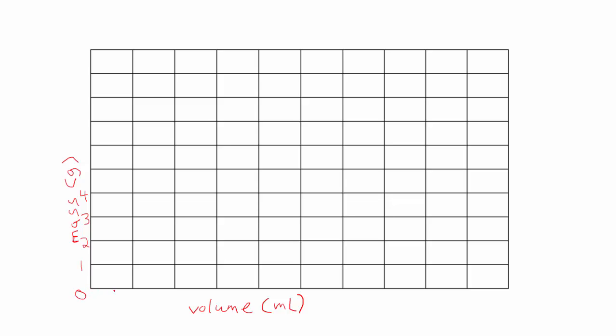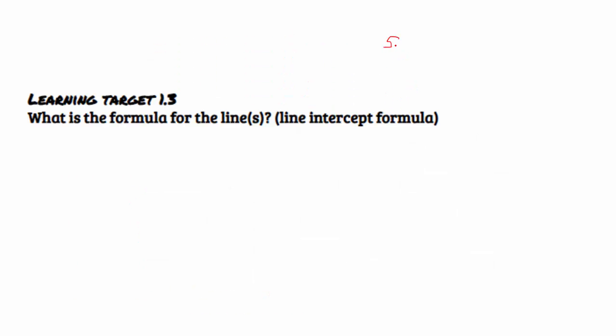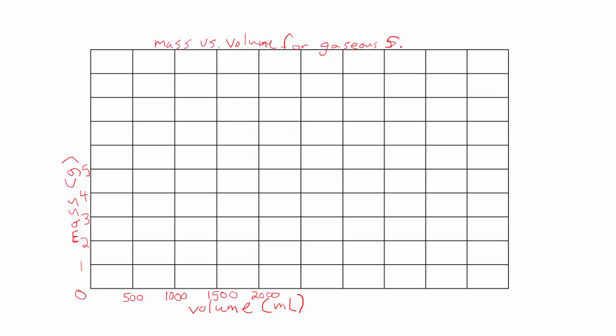Make sure we include 0. And then, like I said, we can do 500 milliliters displaced, 1,000 milliliters displaced, 1500 milliliters. And we'll just do 2000, so we have an upper point. Over here we can do 5, so we have an upper point. Ideally you use the whole graph, but you don't necessarily need to in this case. And then we want a title, which is going to be mass versus volume for gaseous sulfur dioxide. That's how you know that you're actually looking at what you want to look at.